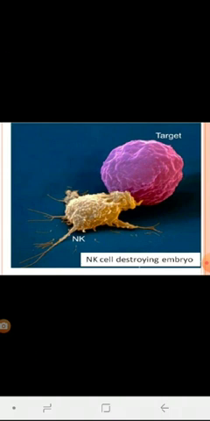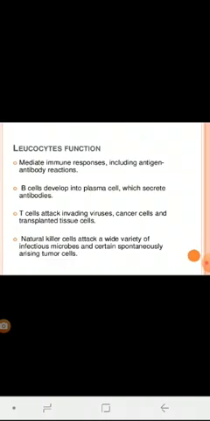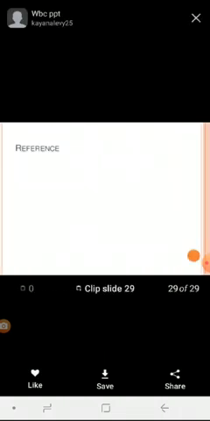That is the natural killer cell. It destroys foreign materials. Then the T lymphocytes. Lymphocyte function: mediate immune responses including antigen-antibody reactions. B cells develop into plasma cells, which secrete antibodies. T cells attack viruses, cancer cells and other microbes, and transplanted tissue cells. Natural killer cells attack a wide variety of infectious microbes and certain spontaneously arising tumor cells.